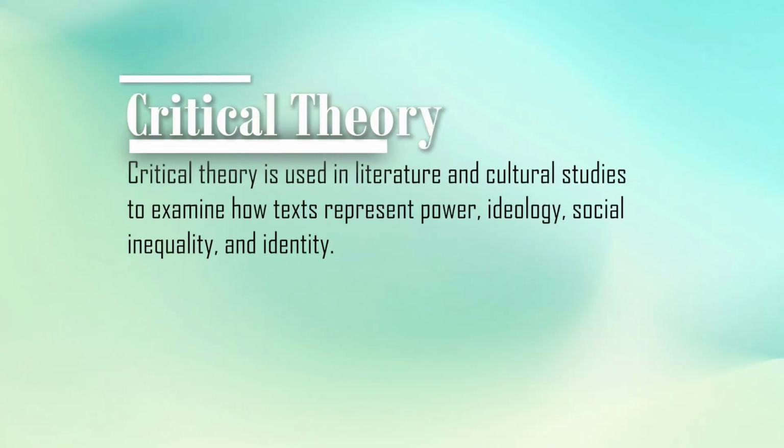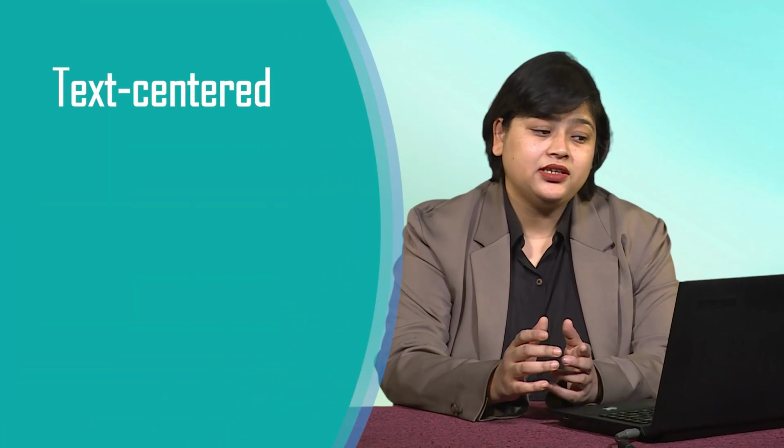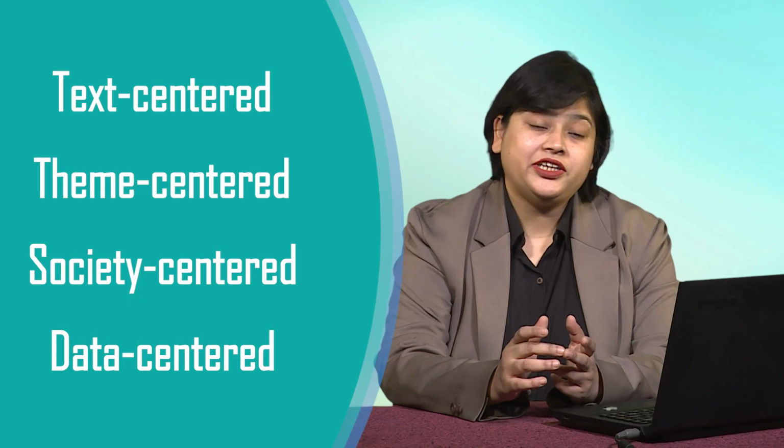Then comes critical theory. Critical theory is used in literature and cultural studies to examine how texts represent power, ideology, social inequality, and identity. It allows interpretation to move beyond the text and explore how literature interacts with historical, political, and cultural context. These techniques show that interpretation is not one-dimensional. Rather, it can be text-centered, theme-centered, society-centered, or data-centered. By selecting the right technique or combining multiple methods, researchers provide richer and more meaningful interpretations.